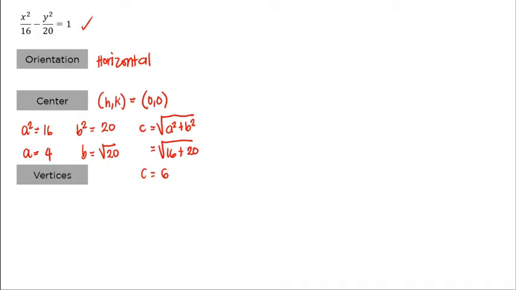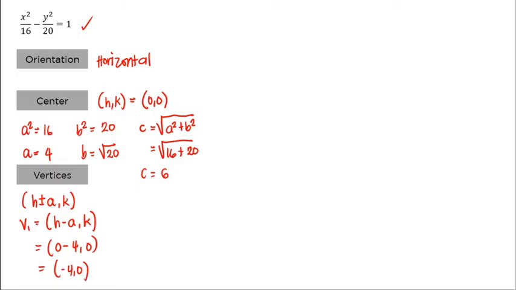Okay, so our formula will be (h plus minus a, k), right? So from that, v1 will be, we will take first the subtraction. So we have (h minus a, k), and that will be (0 minus 4, 0), and that is (negative 4, 0). Okay? For v sub 2, we have (h plus a, k). So that will be (0 plus 4, 0). So v sub 2 will be (4, 0). So we have now the vertices.